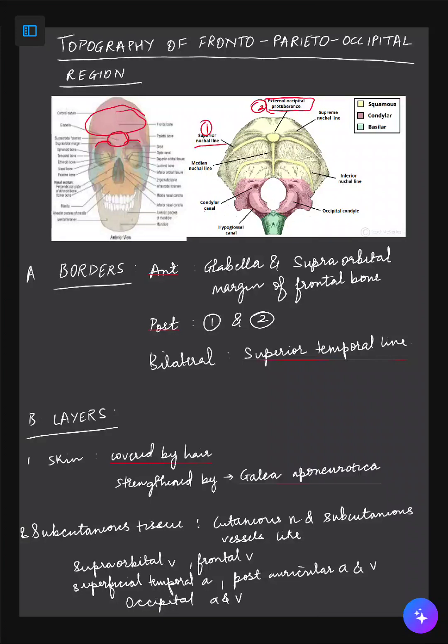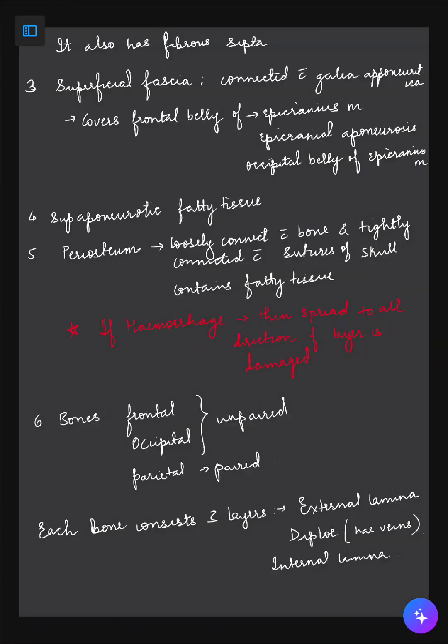Second is the subcutaneous tissue. In the subcutaneous tissue there are vessels and nerves, like the supraorbital and frontal vessels, the superficial temporal artery, the posterior auricular artery and vessels, and the occipital artery and vessels. This subcutaneous tissue also has fibrous septa.